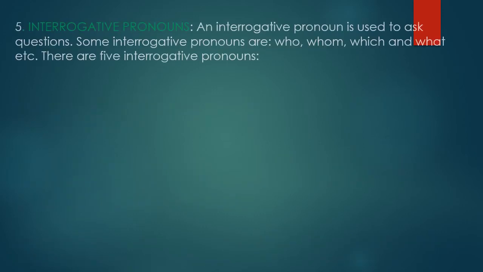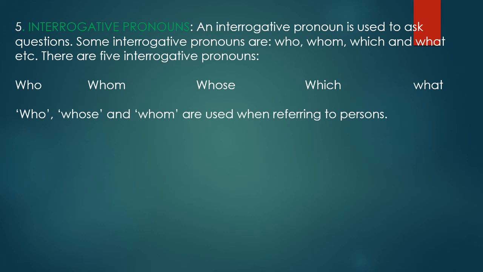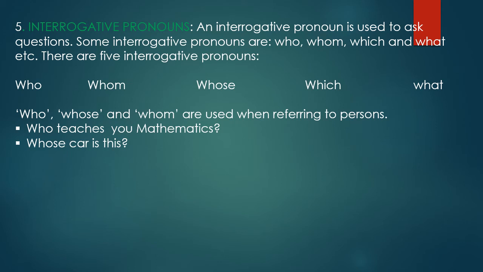Number 5. Interrogative pronouns. What is it? An interrogative pronoun is used to ask questions. Some interrogative pronouns are who, whom, which, and what, etc. There are mainly 5 interrogative pronouns: who, whom, whose, which, and what. Who, whose, whom are used when referring to persons. For example, who teaches you mathematics? Whose car is this? So here, who is used to refer to a person.